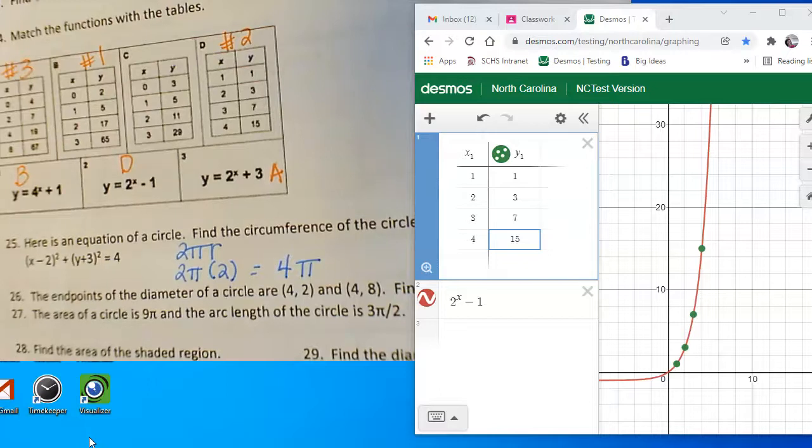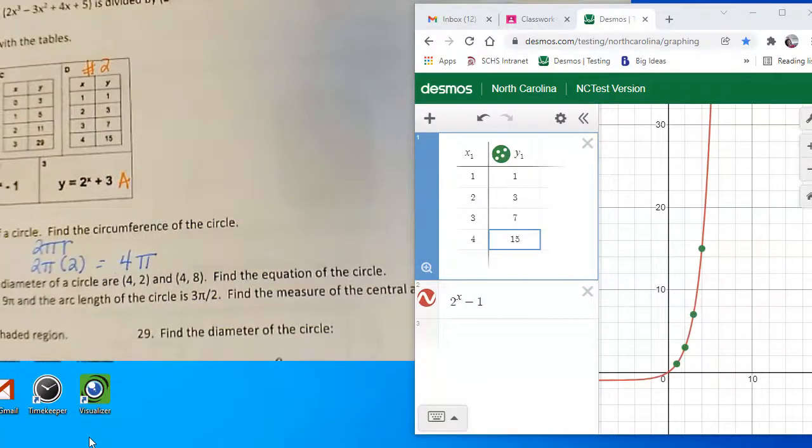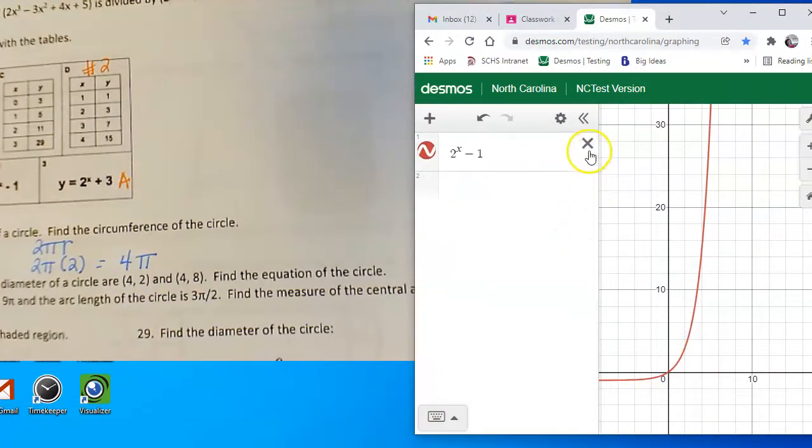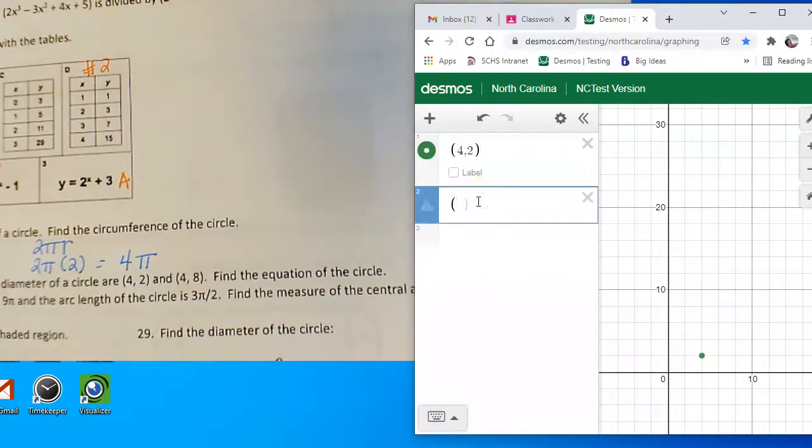Okay. Questions about that? All right, number 26. So they gave me 2 points and they want me to find the equation of the circle. What I want to do is graph it. You can graph it on the graph paper you're given, or you can graph points in here. You can just put them in. You do have to put the coordinate pair, like the parentheses and everything. You could graph them and then let's see.